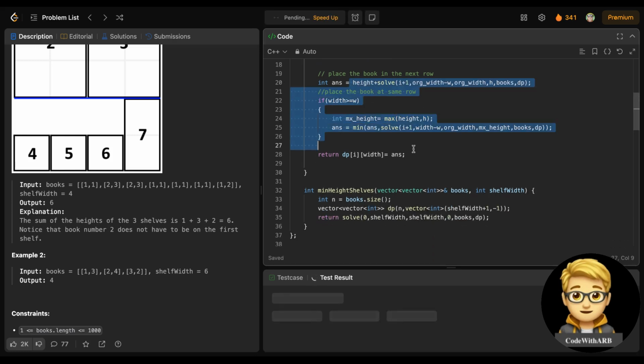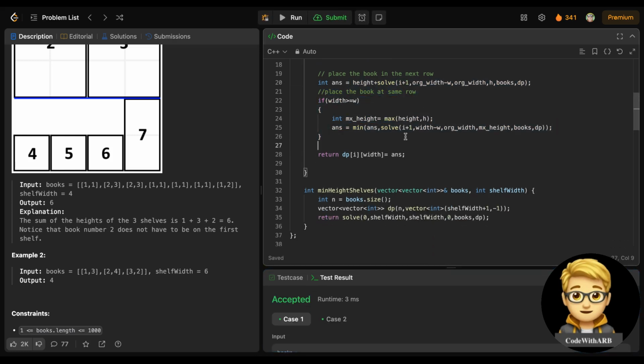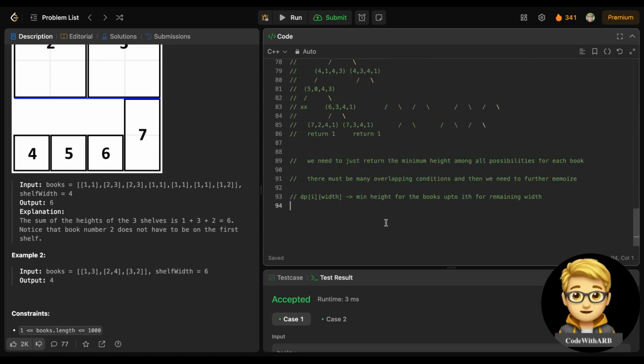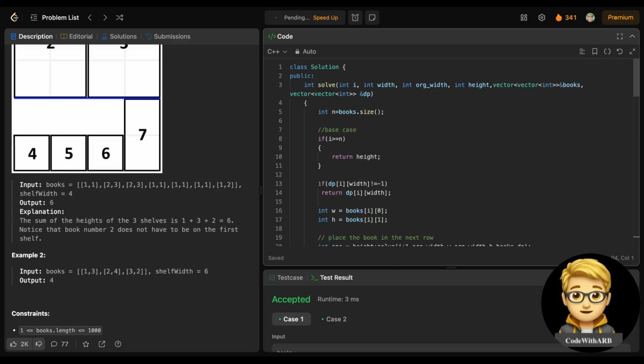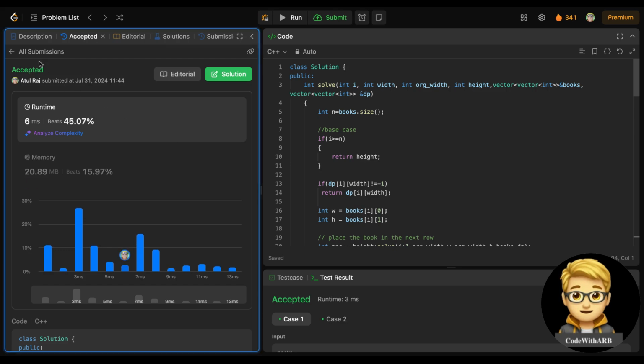It is just like you include it or not, right? And one thing to note is that if they are in the current row, we need to take the max height among all the rows, and if you don't, you need to check with the original width and height. So the main problem, let's submit it and we will conclude it. Let's check whether we have corrected it or not. We have passed all the test cases, right?